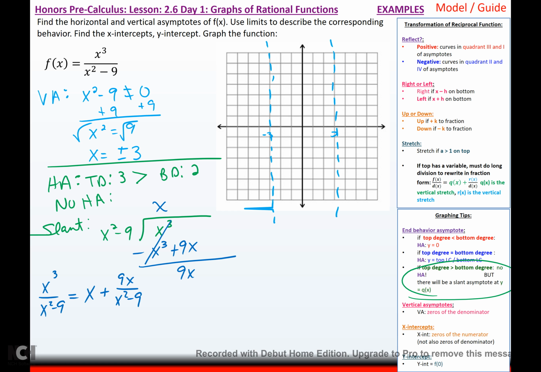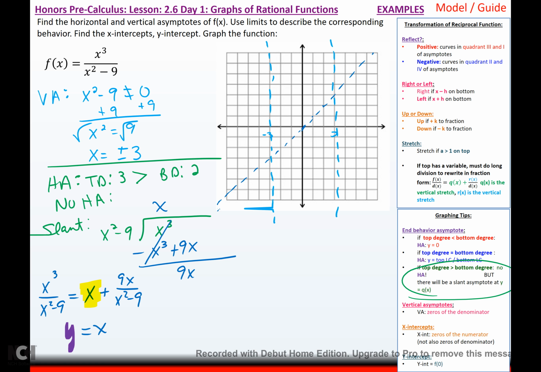This part, I don't care about the remainder part, but this part right here, if I wrote that as an equation, I'd have y equals x. That is the mother function, the identity, which passes through the origin, starts at 0, 0, slope of 1. Okay? Whatever this thing does, the end behavior, not the middle, but the end behavior, is going to follow that slant asymptote.